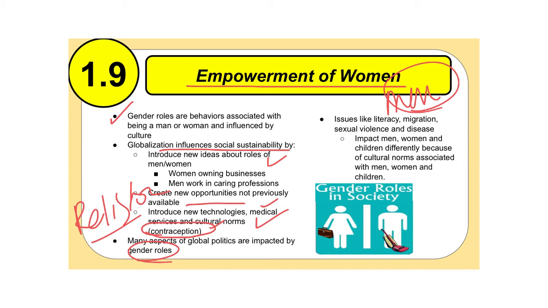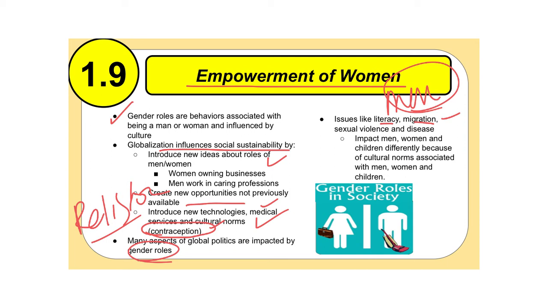population. Now, issues like literacy, migration, sexual violence, and disease are all factors that impact women on our planet as well as men, but the impact on men, women, and children is different because of cultural norms associated with the role that men, women, and children play. So when we look at literacy, some cultures only allow men and boys to get access to literacy. That's not empowering women. Migration: we're seeing that with, should we let women and children in from refugee countries and not the men? Those are all different things.